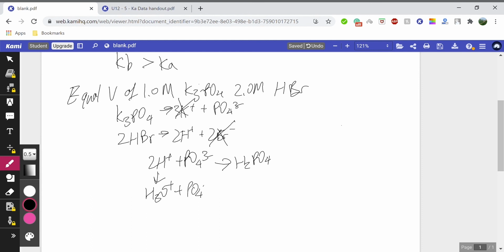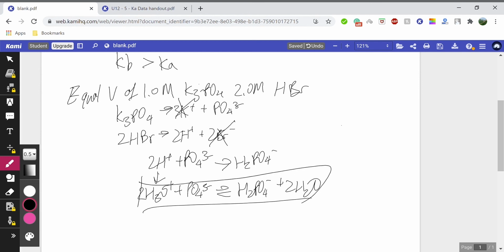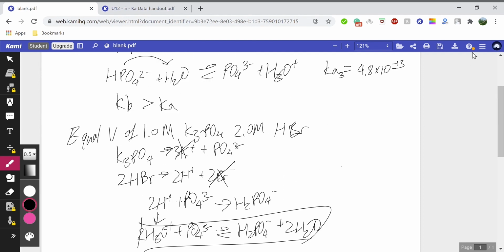So this is going to be a double arrow, forming H2PO4- plus 2H2O, because we used up 2 of the 6 H's, so we'll have 2 H's over here and 4 H's remaining. This is our final equation. K+ and Br- are going to be spectator ions just sitting around. That's it for this video on salt hydrolysis. Thank you for watching.